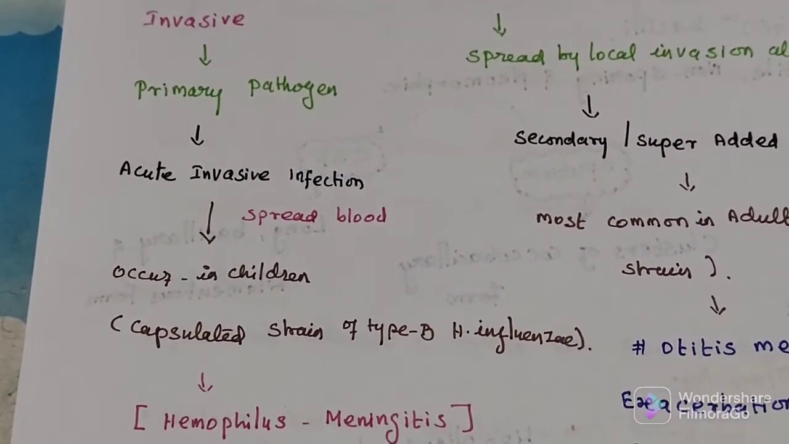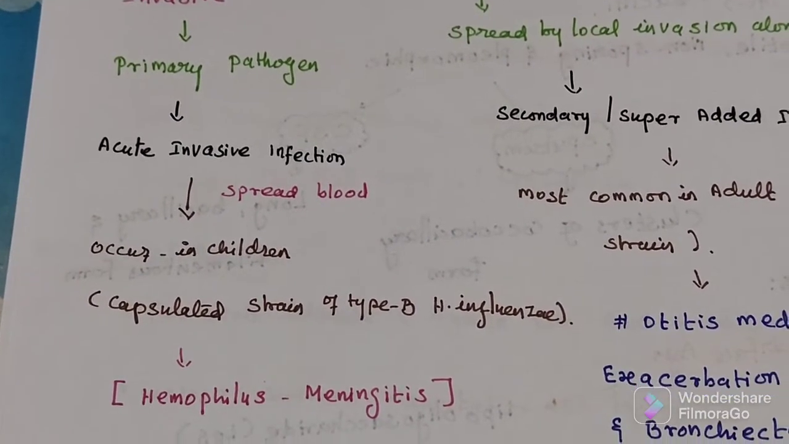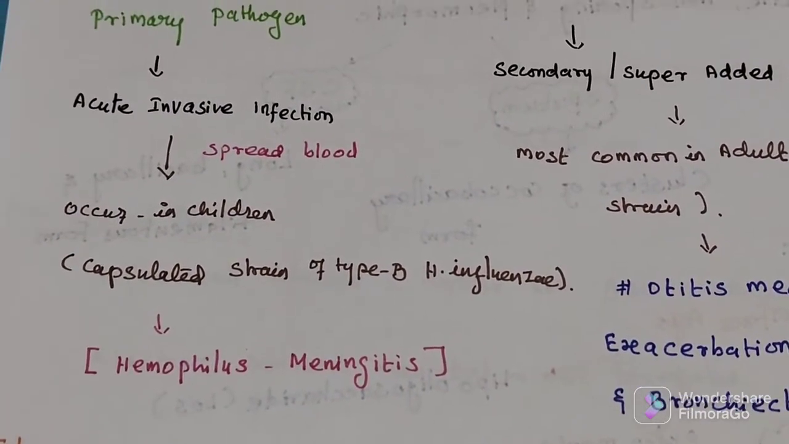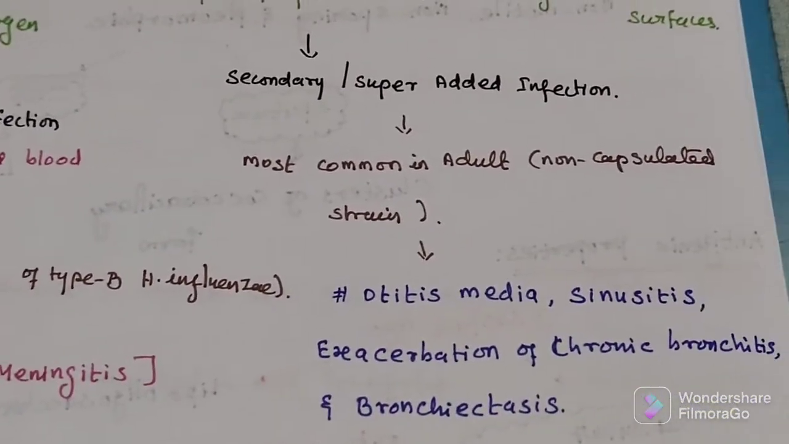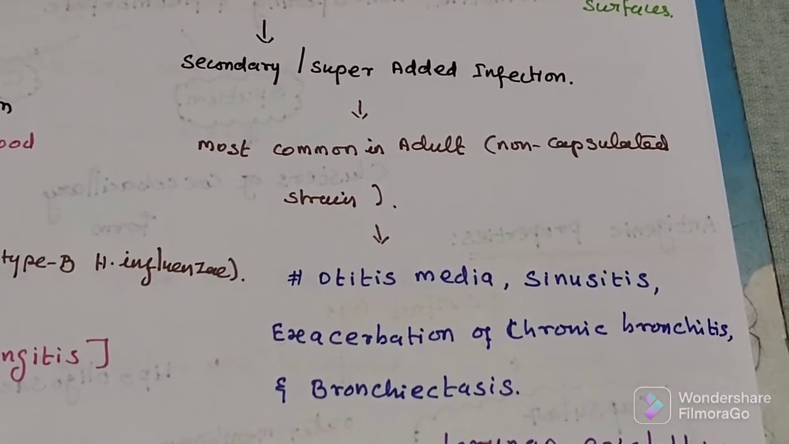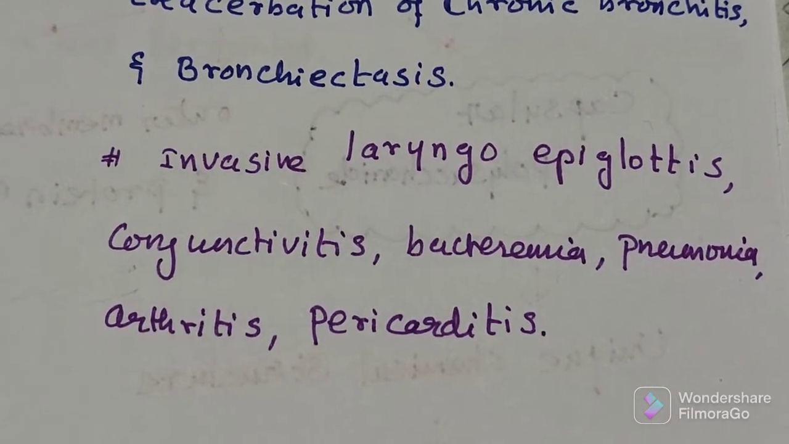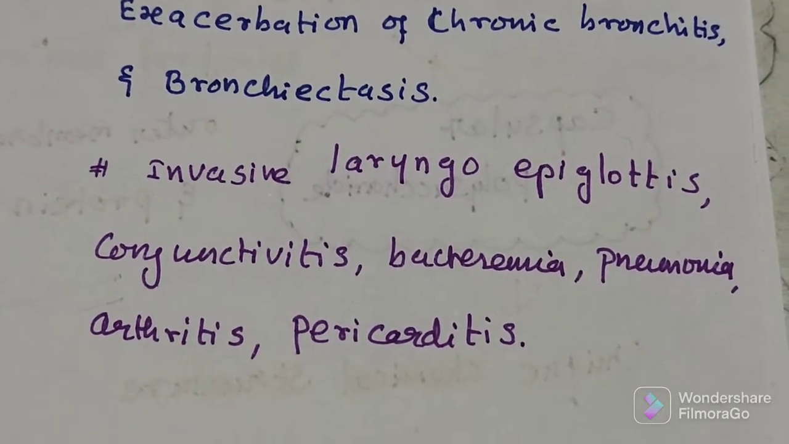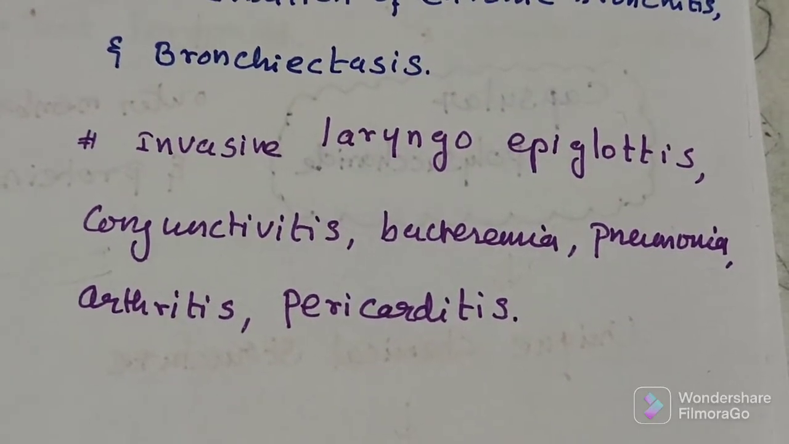Invasive infection occurs in children, most commonly by the capsulated strain, type B Haemophilus influenzae. The most important infection caused is Haemophilus meningitis. Non-invasive infections include otitis media and sinusitis. Other diseases caused include laryngoepiglottitis, conjunctivitis, bacteremia, pneumonia, arthritis and pericarditis.